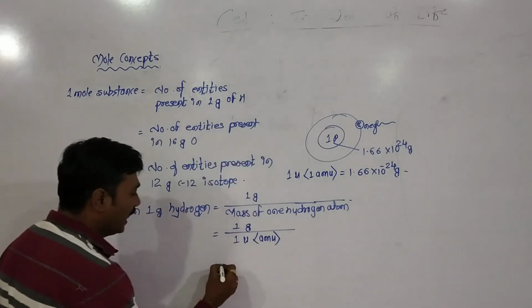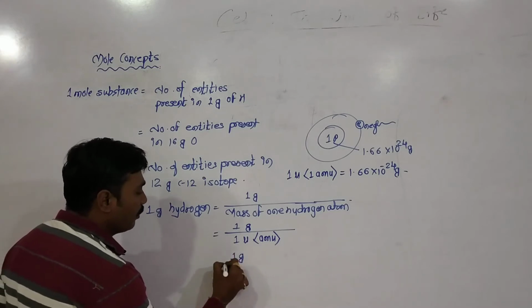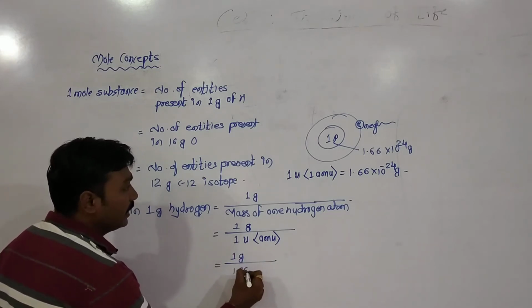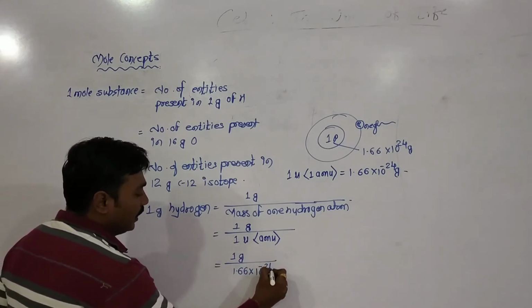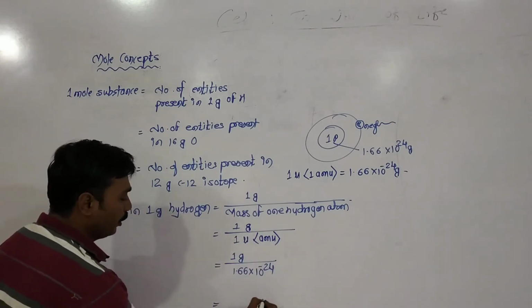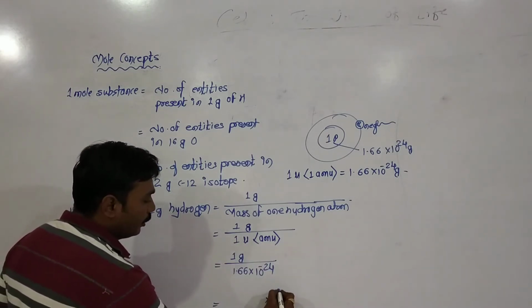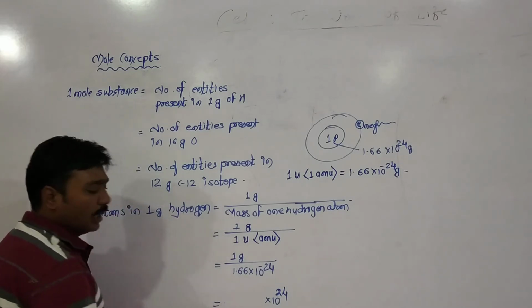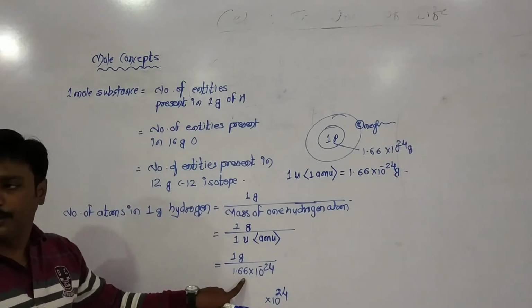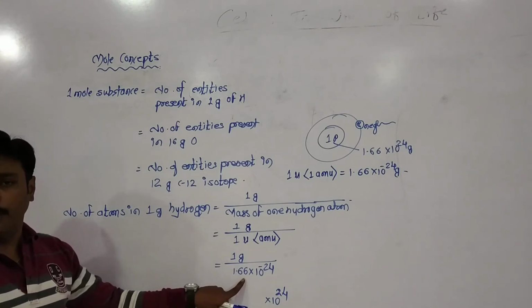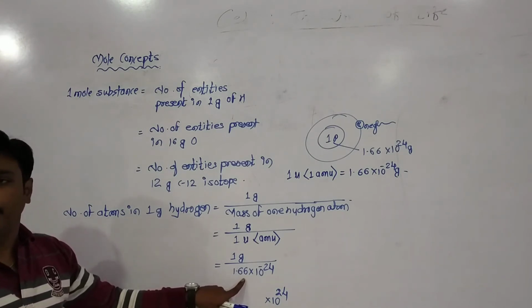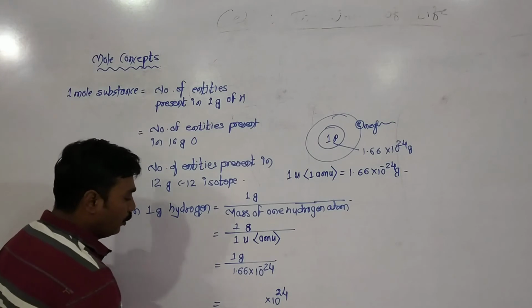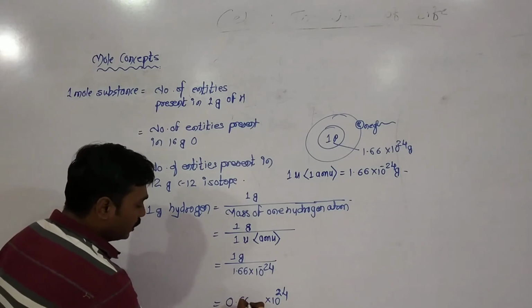So the mass of 1 hydrogen atom is 1 gram upon 1.66 into 10 to the power minus 24. 10 to the power minus 24 becomes 10 to the power plus 24. Okay, and the reciprocal of 1.66, check in your log table. The reciprocal of 1.66 is found to be 0.6023.